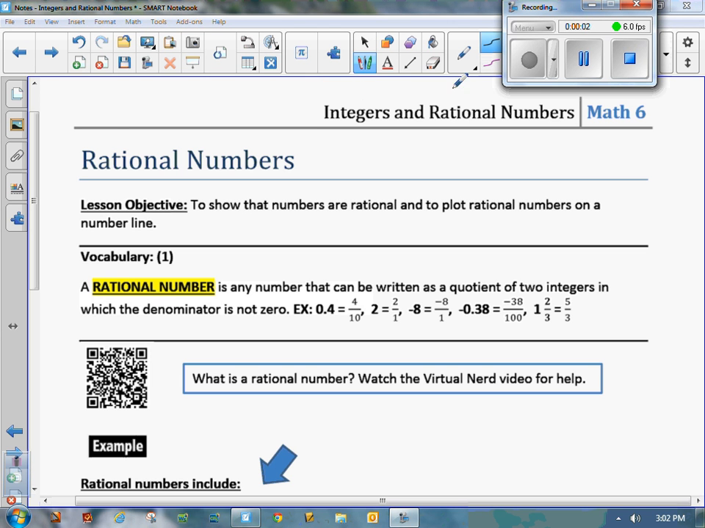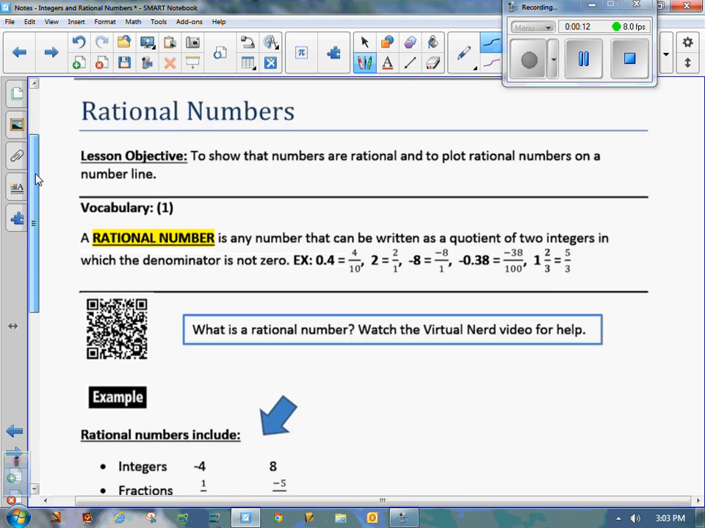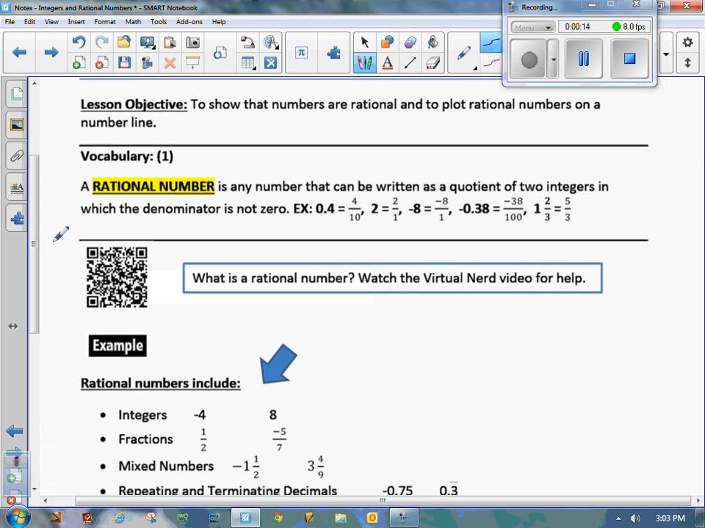Unit 6, Integers and Rational Numbers, Lesson 3, Rational Numbers. Today we are going to show that numbers are rational and to plot those rational numbers on a number line. We have one vocabulary word, and that is rational number.